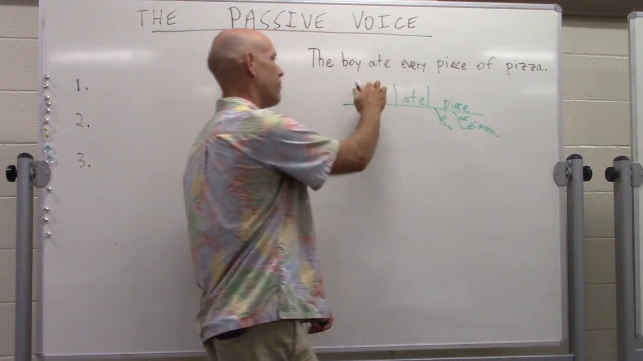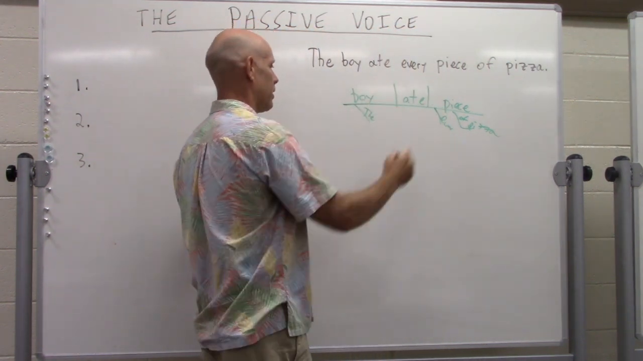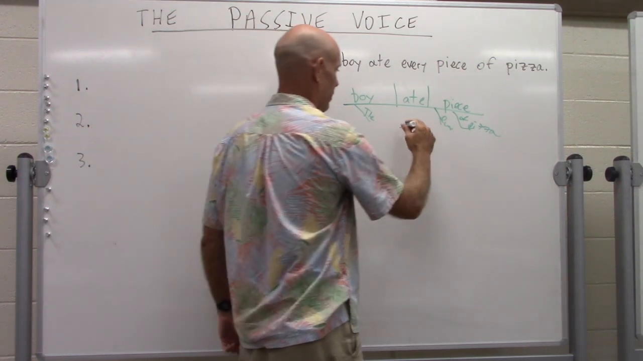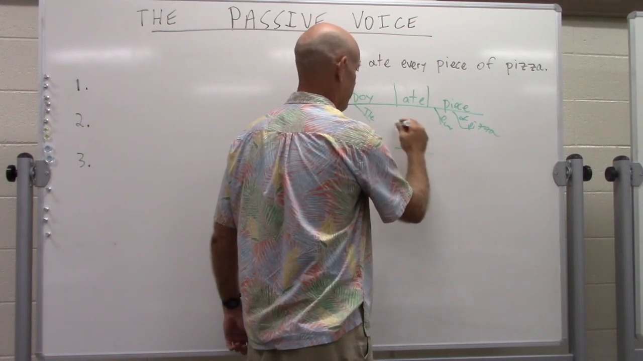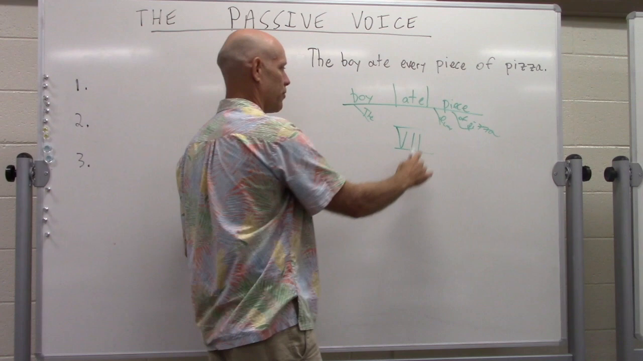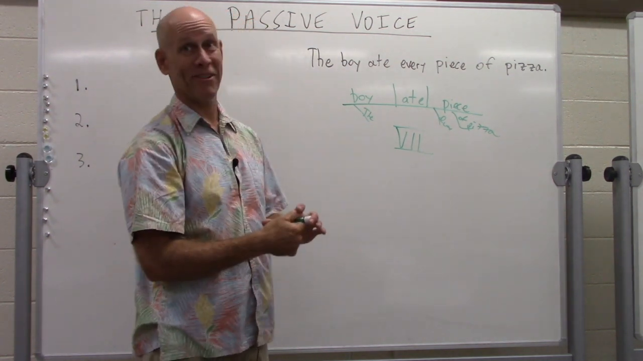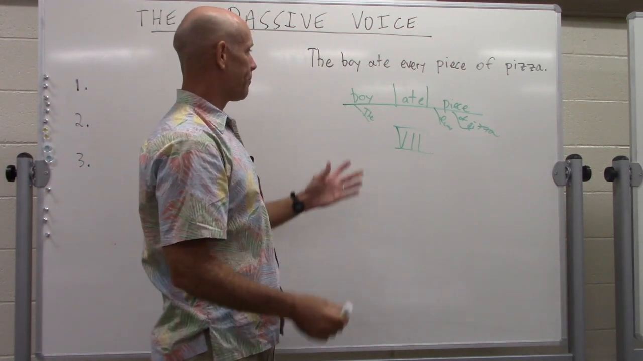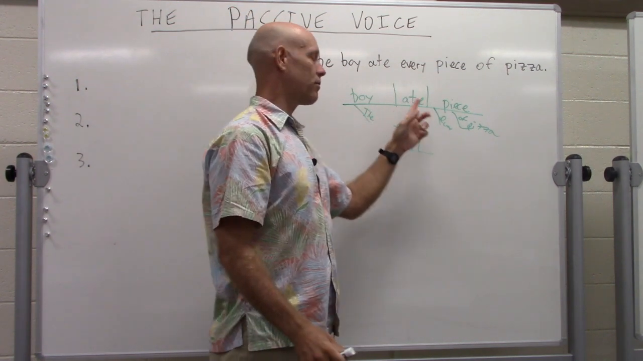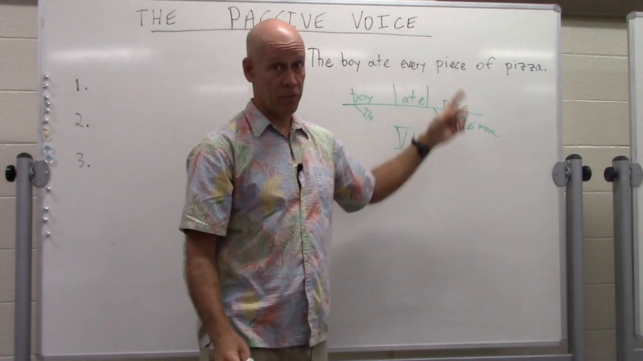So we have boy, noun phrase 1. And what pattern is this? How many noun phrases you got? 2, right? So it's pattern 7. It'll come back to you, don't worry. Noun phrase 1, subject, verb, transitive, and direct object.